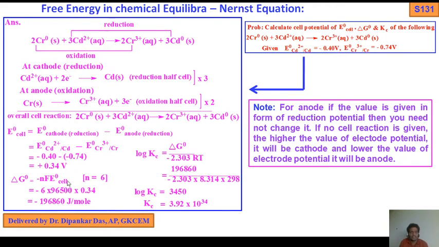Okay, so for feasibility or spontaneity, E0 should be positive, then we get del G negative. If E0 is negative, that is not a feasible reaction. So E0 cell should always be positive, then we get a negative del G value, then the reaction will be feasible or spontaneous.